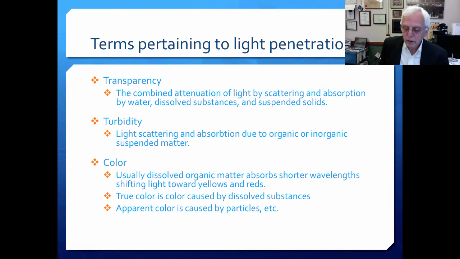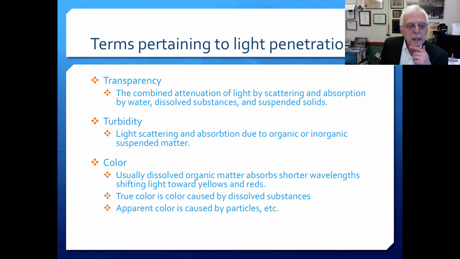Now, when we talk about the clarity of water, we usually talk about transparency. Transparency is the combined attenuation of light by scattering and absorption by water, by dissolved substances, and suspended solids. So anything that can block radiation alters the overall transparency. Transparency is essentially what allows you to see the bottom, or to see your feet, or see fish underwater. The higher the transparency, the clearer the water, and the easier it is to see through it.